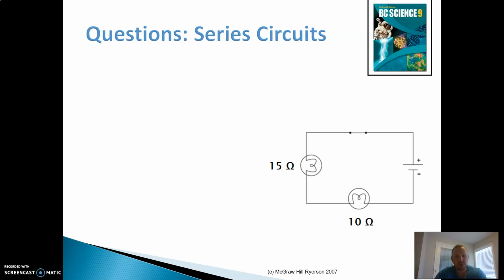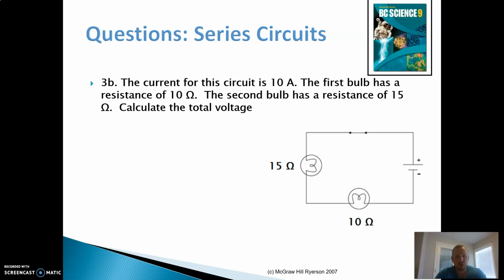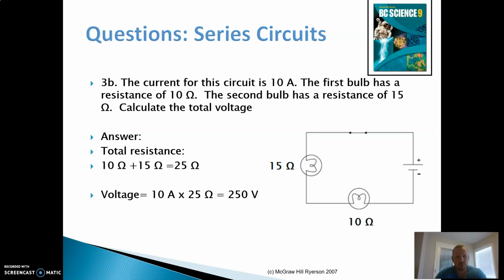We could do this question another way. The second way we could do this is we could just add up the total resistance. So this circuit has a resistance of 25 ohms. And then to calculate the total voltage, we would go the current times the resistance. So 10 times 25, which is 250 volts. So we could get the same answer different ways.